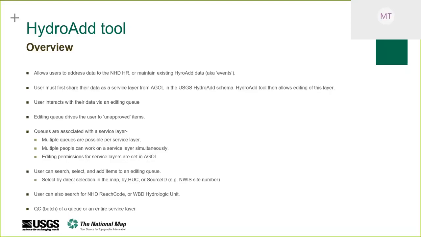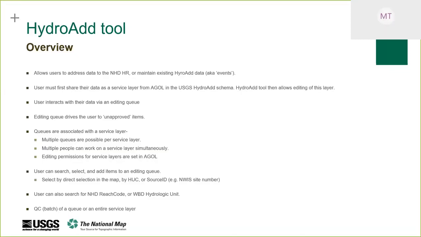The user interacts with their data via an editing queue, and the editing queue drives the user to what are unapproved items. An editing queue is associated with a service layer. One of the important selling points of this tool is that multiple queues can be associated with any one service layer, and multiple people can work on a service layer simultaneously. Editing permissions for those service layers are set in ArcGIS Online.